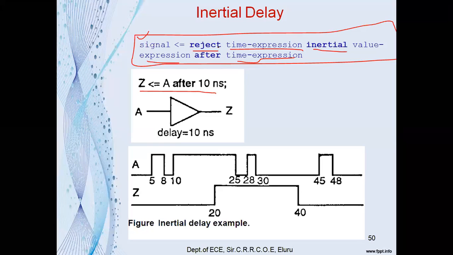Without the rejection and without the inertial value, you are directly specifying, for example, Z <= A after 10 nanoseconds. The Z is assigned with the A after 10 nanoseconds. But if you want to specify the reject time, you can specify the reject time. An example here you can see.